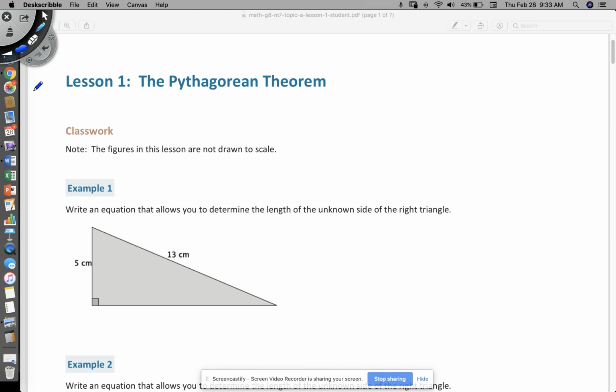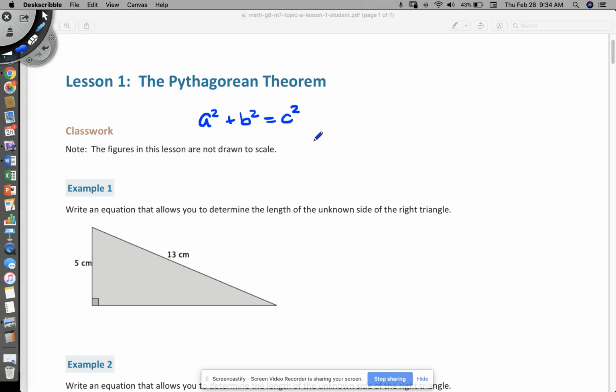This is 8th grade, Module 7, Lesson 1 on Pythagorean Theorem. All right, so one thing we need to know about Pythagorean Theorem is it comes with a formula, and this is a formula that you're going to want to memorize. And it's actually not that hard to memorize. It's a squared plus b squared equals c squared.